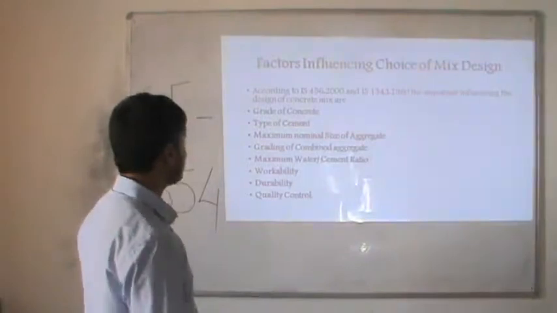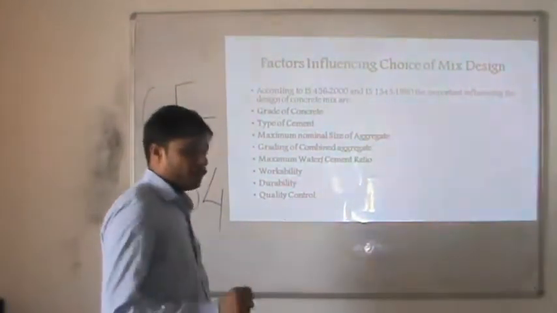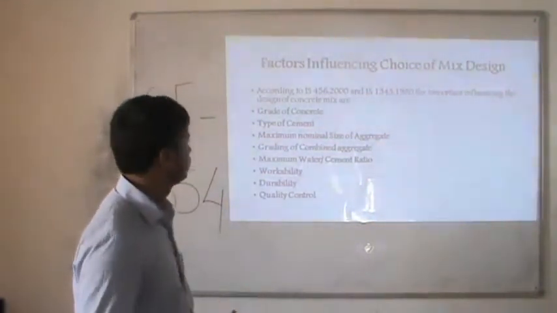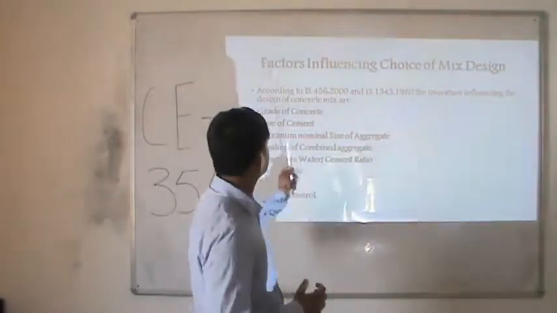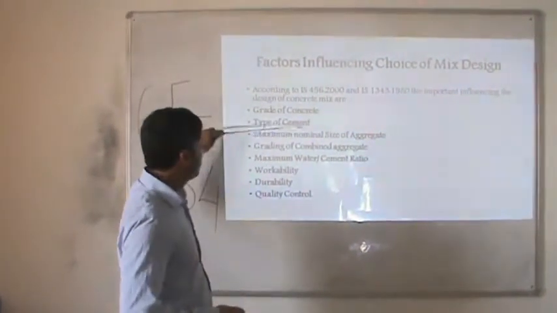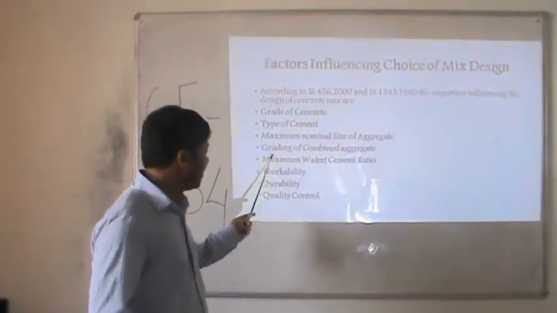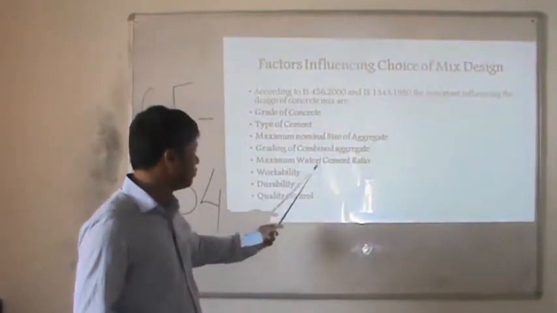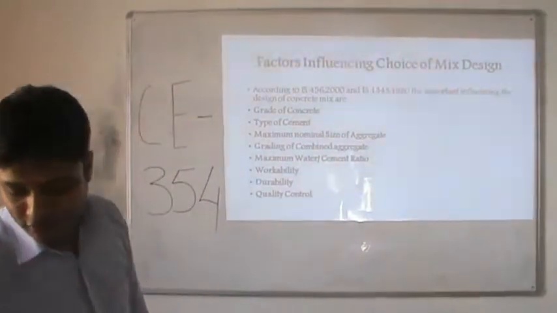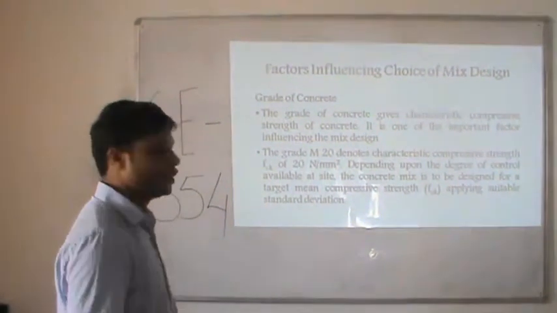Now, the factors influencing the choice of mix design. According to IS 456:2000 and IS 1343:1980, the important factors influencing the design of concrete mix are grade of the concrete, type of cement, maximum or nominal size of aggregate, grading of combined aggregate, maximum water cement ratio, workability, durability, and quality control. These are the factors influencing the choice of mix design. We will study number one. What's first? Grade of concrete.